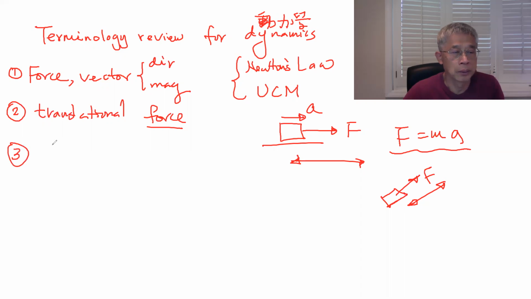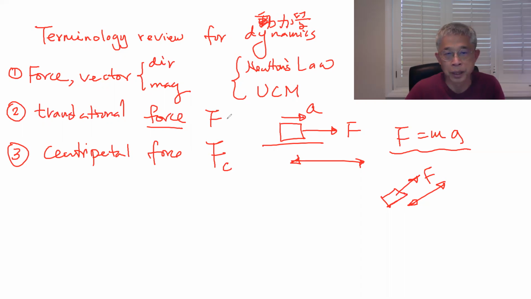Number three, it's called centripetal force. So we don't have a special name for the other one, right? Just F. Centripetal force, we do have a special name. So we call that FC, right? This translational force is related to net force. We'll talk about that. So centripetal force is actually a special net force, right? So what does that mean? I'm going to change color here.